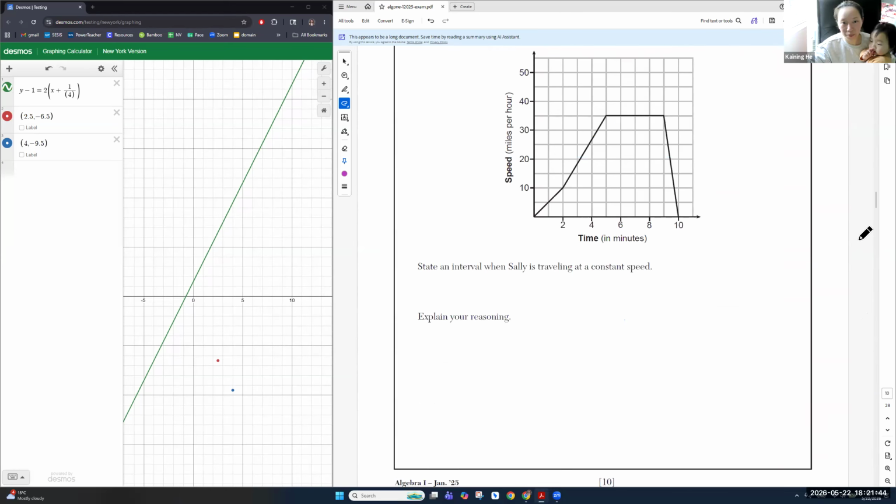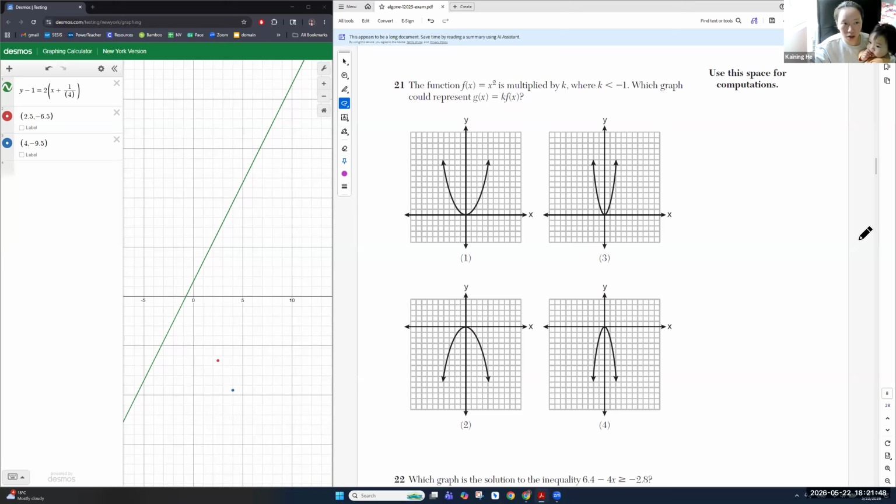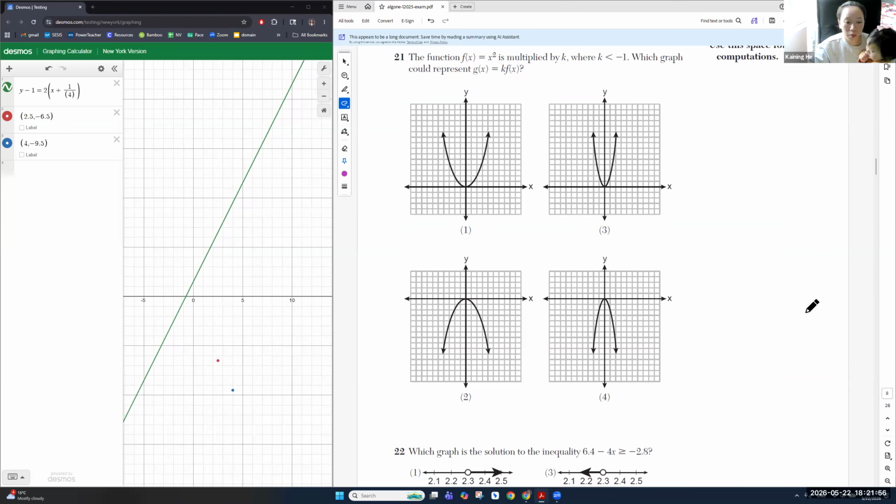All right. And we got a couple questions we can finish. This says right here a function x squared is multiplied by k, which k is -1. Which one will be the good representation? So I have a number that is smaller than -1. That means I will pretend -2. So now I have a -2x squared. How would it look like?